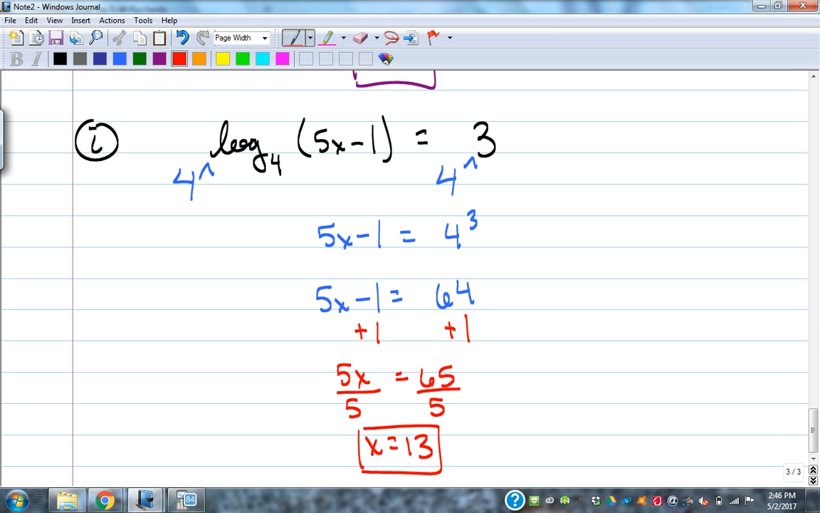I want to make sure that doesn't give me a negative in the original problem. 5 times 13, 65 minus 1 is 64. That's definitely not a negative number, so that's okay. So I don't throw that answer out. Okay? Not hard, just different.